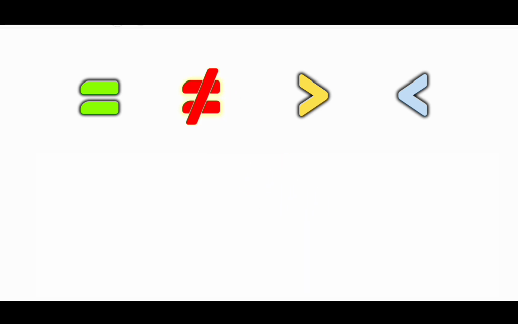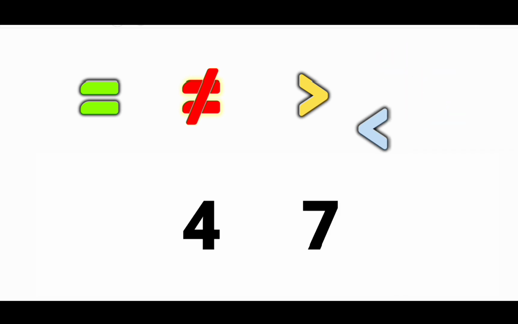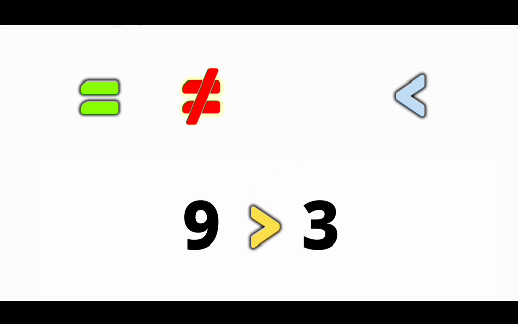But when one value is smaller than another, we can use a less than sign. Example, 4 is less than 7. And when one value is bigger than another, we can use a greater than sign. Example, 9 is greater than 3.